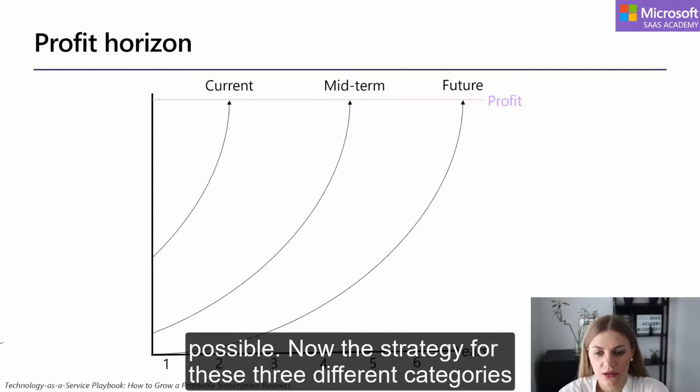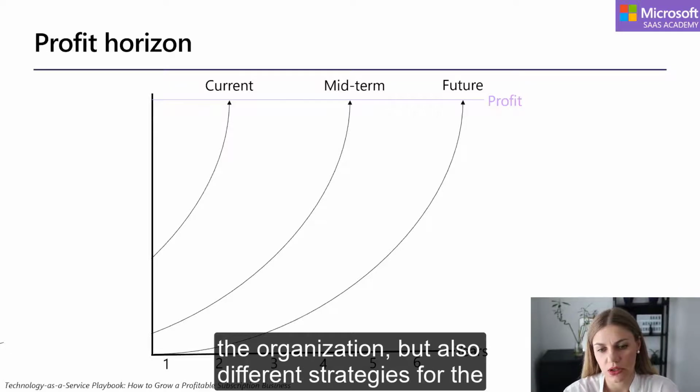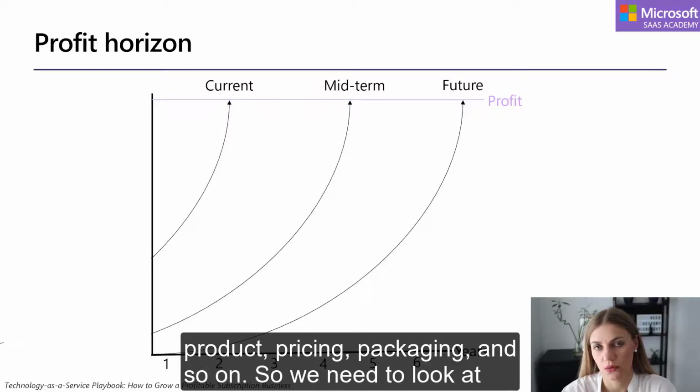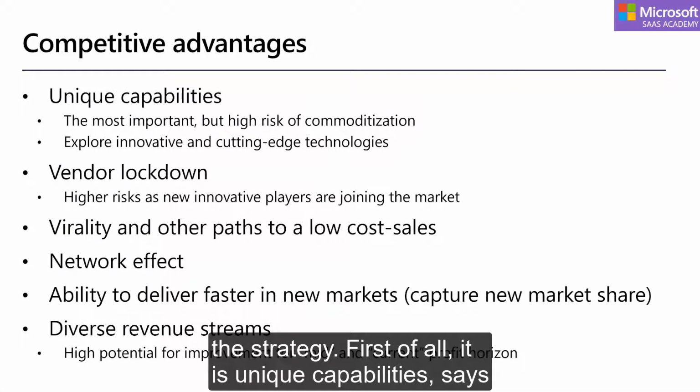Now, the strategy for these three different categories will be different in terms of distributing resources within the organization, but also different strategies for the product, pricing, packaging, and so on. So we need to look at common competitive advantages, first of all, in order to map out the strategy. First of all, it is unique capabilities.